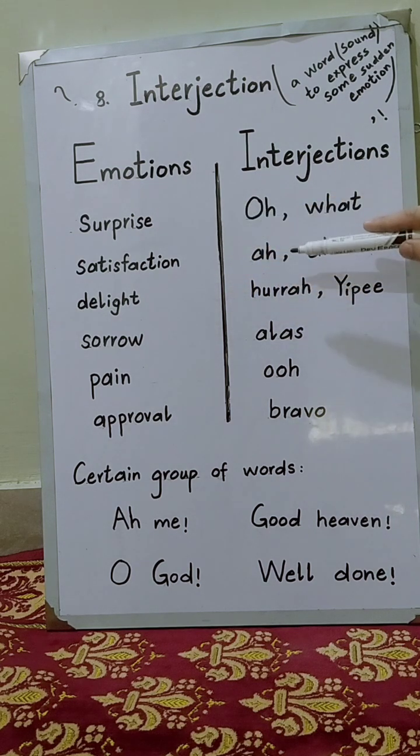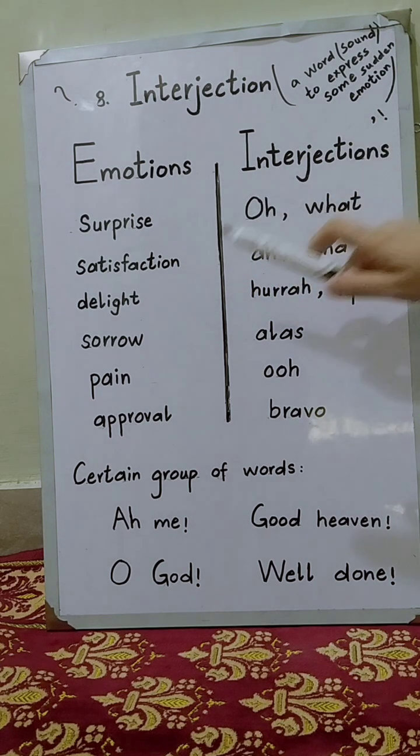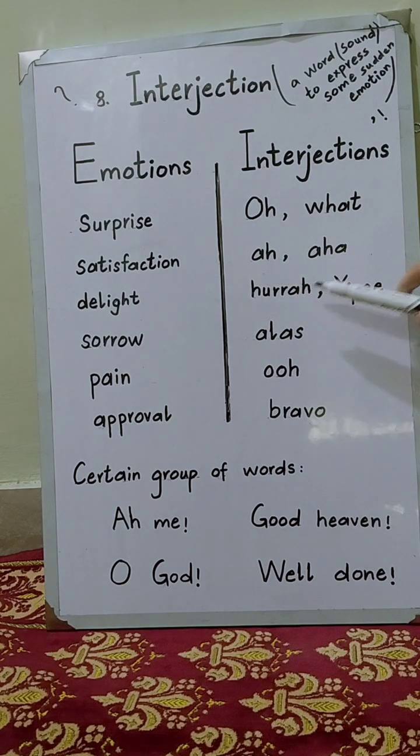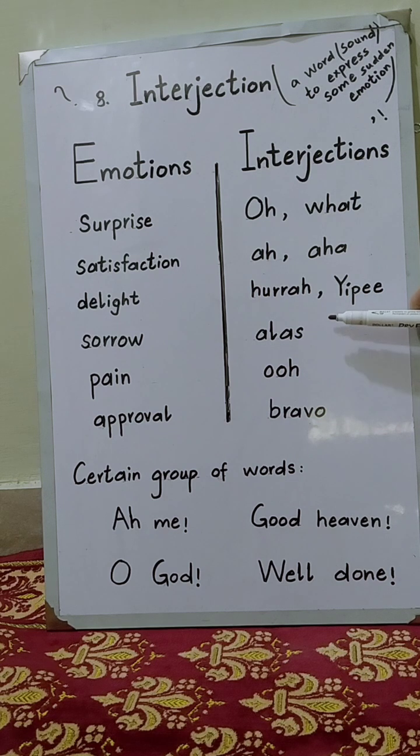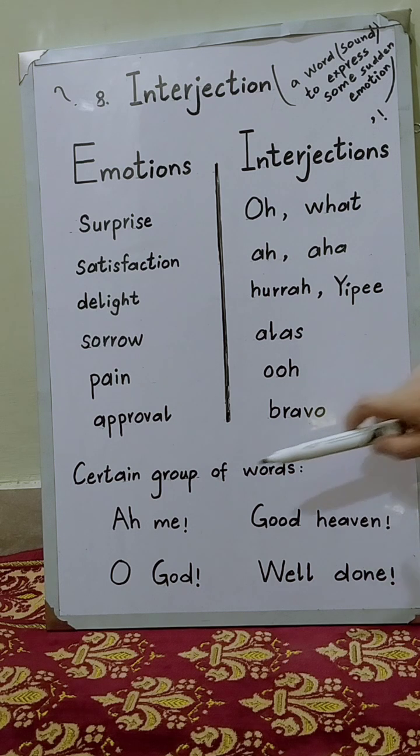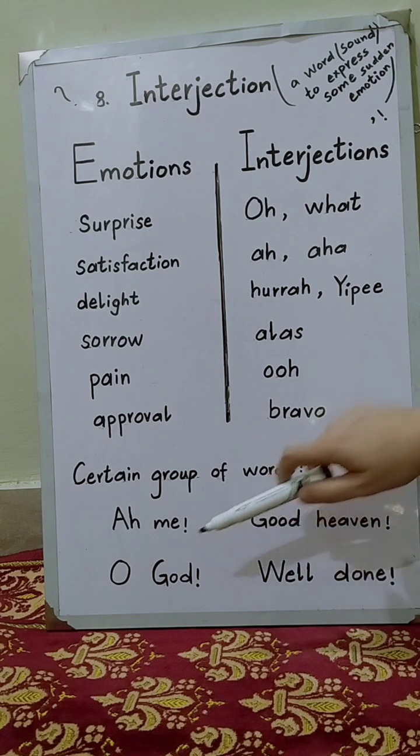Satisfaction: aha. Delight: hurrah, yippee. Sorrow: alas. Pain: oh. Bravo is used for approval. Certain groups of words are also used as interjections: ah me, good heavens, oh God, well done.